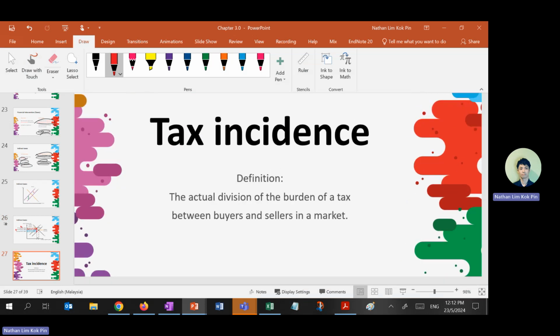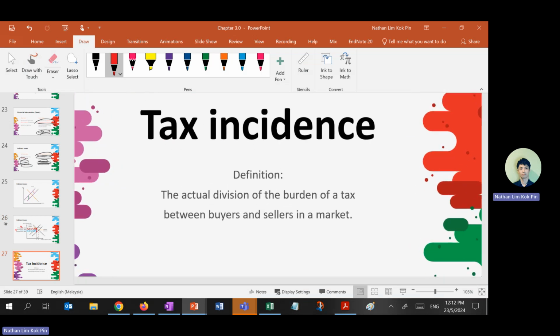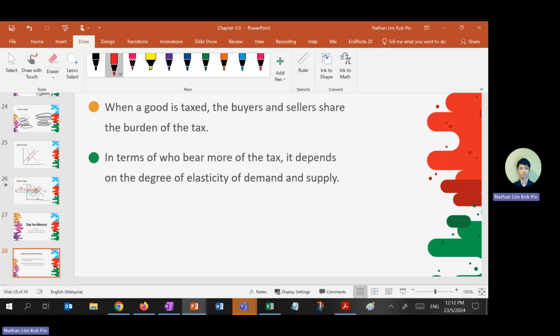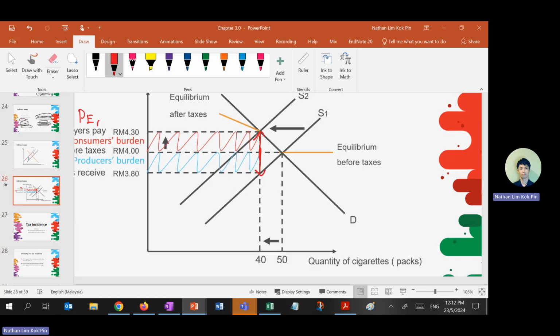It's also written inside another definition in your PowerPoint anyway, right? Actually, it's the division of the burden of tax between buyers and sellers in the market, because the sellers actually pass partial of the tax to the consumers. Make sense?